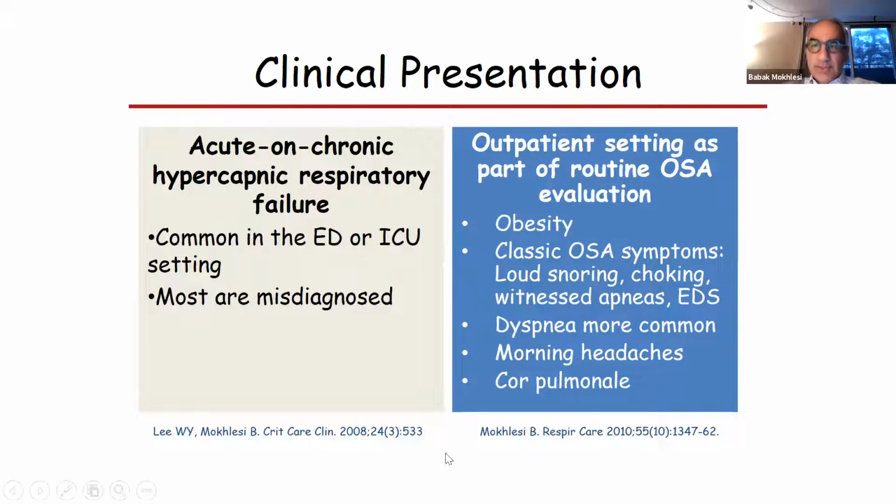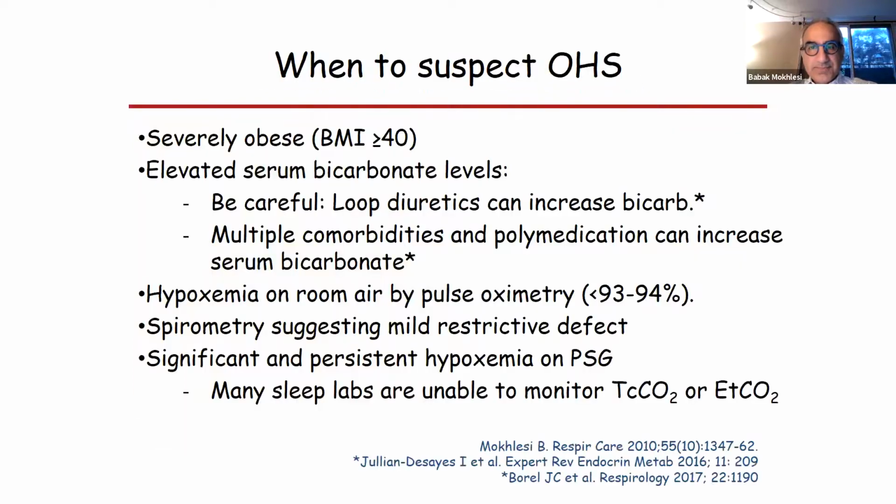The other way we diagnose these individuals is when, for suspicion of OSA, they get evaluated in the clinic, or they get referred directly to the sleep lab. And you get a sleep study that looks like the one I showed at the beginning of the talk, with profound hypoxemia, both intermittent and sustained hypoxemia. And there might be other clues that this patient has hypoventilation on top of OSA.